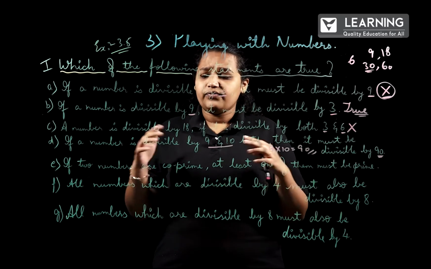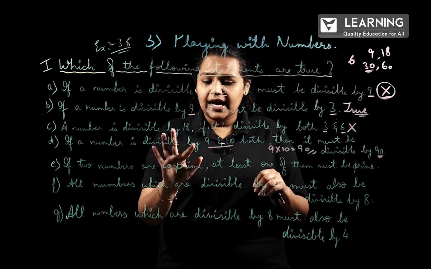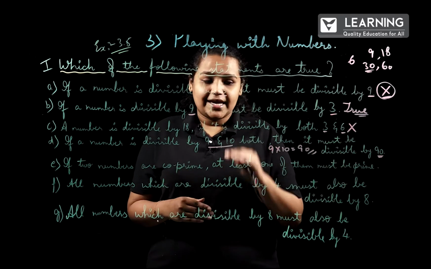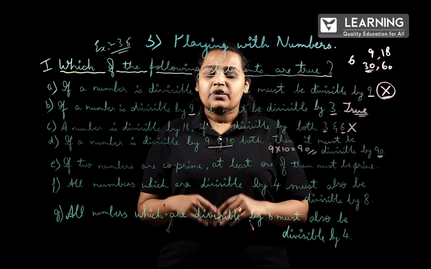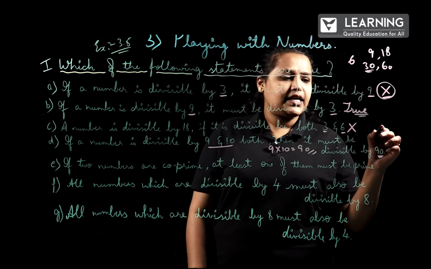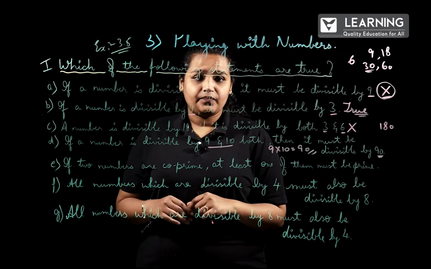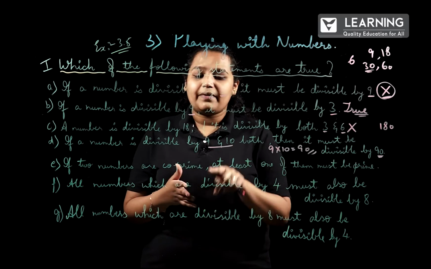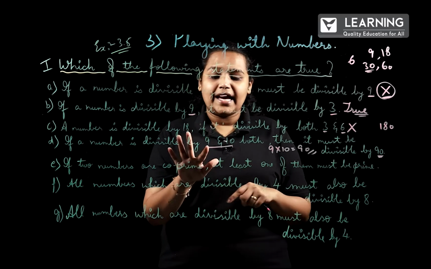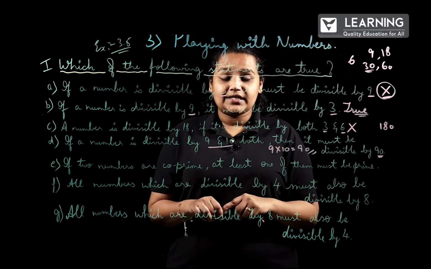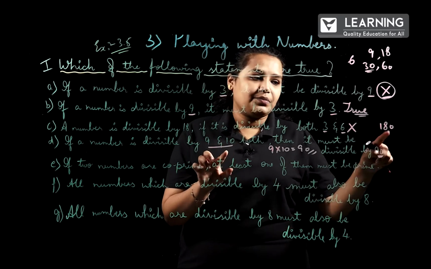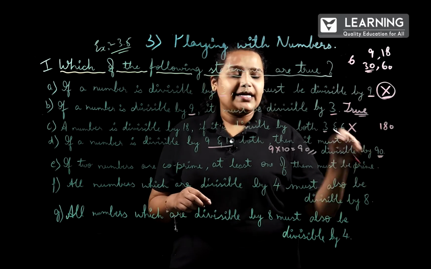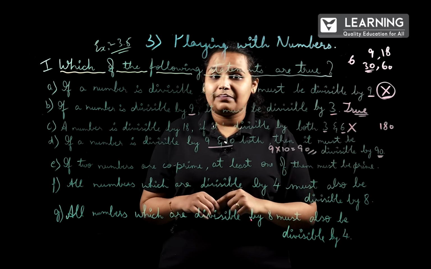Correct? So, if any number is divisible by 9 and 10 both, then it must be divisible by 90. Yes, it will be divisible by 90. For example, if I take 180 as a number, it will be divisible by 9 as well as 10, right? 9 into 20 is 180. Likewise, 10 into 18 is 180. Correct? So, this will be divisible by 90. The number 180 will be divisible by 90.